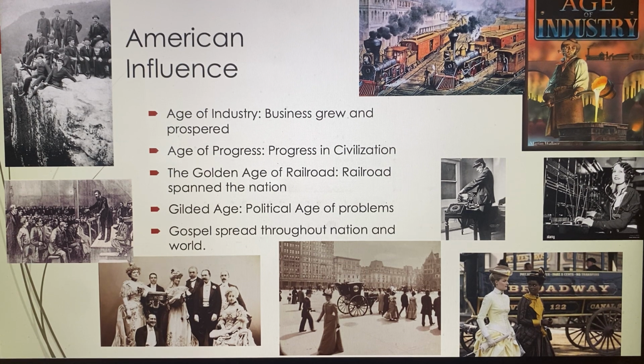Also, it was called the Gilded Age, the political age of a lot of problems, as the gilded represented, of course, kind of gold painted over, when underneath there were a lot of ugly things going on. So we talked about that already. And then, of course, how the gospel was spread throughout the nation and throughout the world during this time. So this is America's influence. You see from some of these pictures here, this is the time we called the Gilded Age, but now this age is going to be the age of progress.